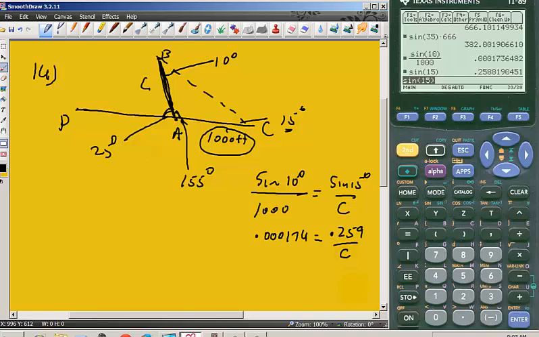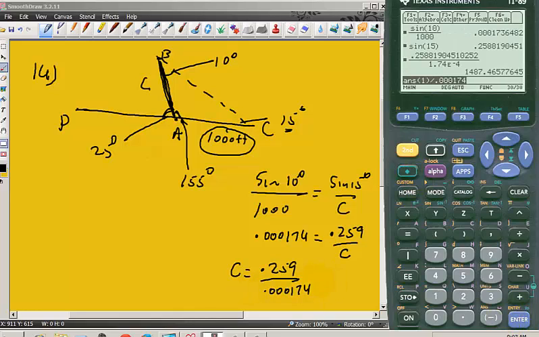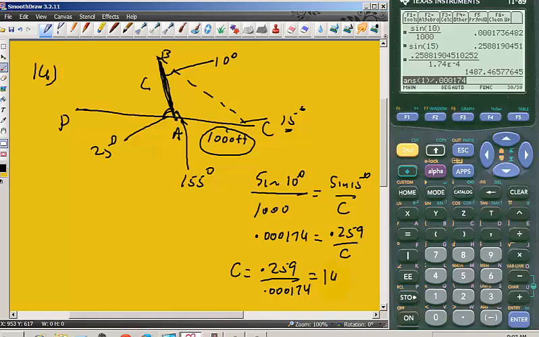Hit enter, and that's 0.259 over C. So if I want to solve for C, my C is 0.259 divided by 0.000174. I'm going to divide that by 0.000174 and hit enter, and that turns out to be 1,487.466 feet.